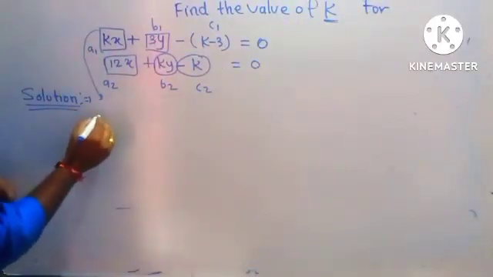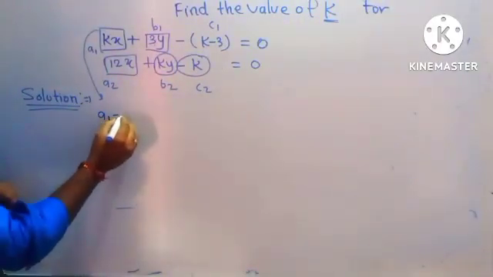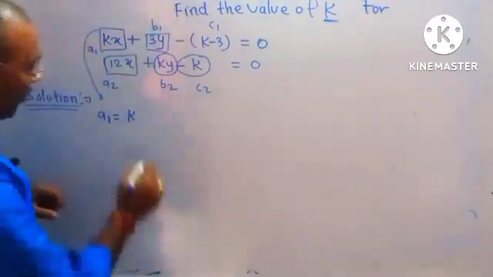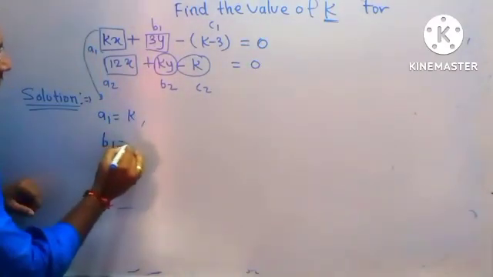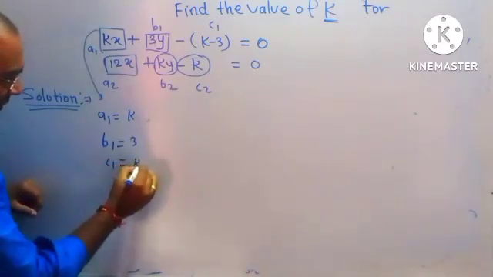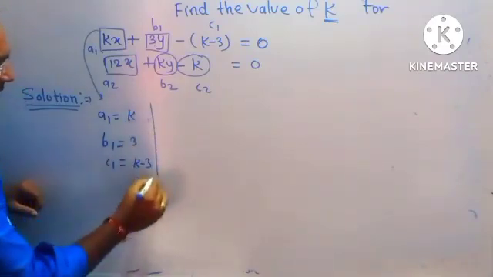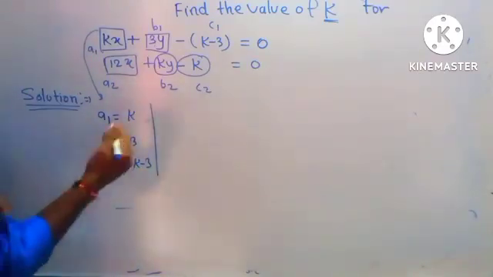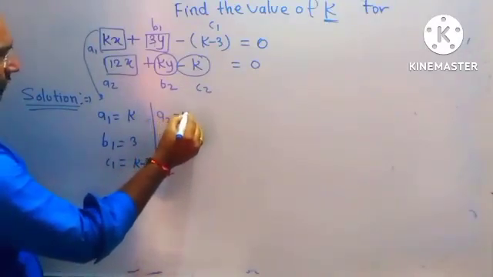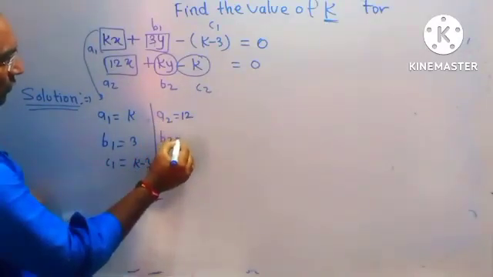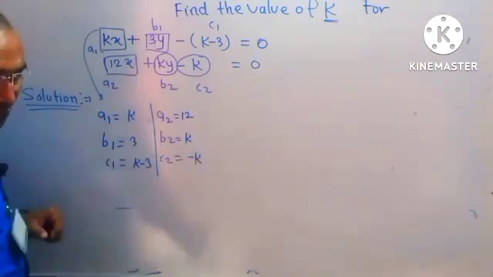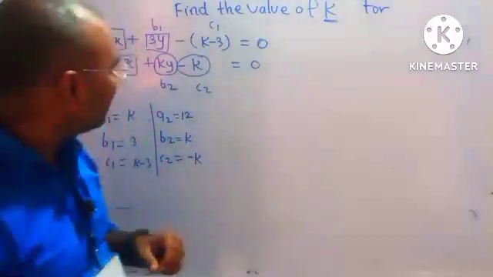Now write down the values. A1 is equal to k. B1 is equal to 3, and C1 is equal to k minus 3. Now let's find out the value of A2. A2 is equal to 12, B2 is equal to k, and C2 is equal to minus k.